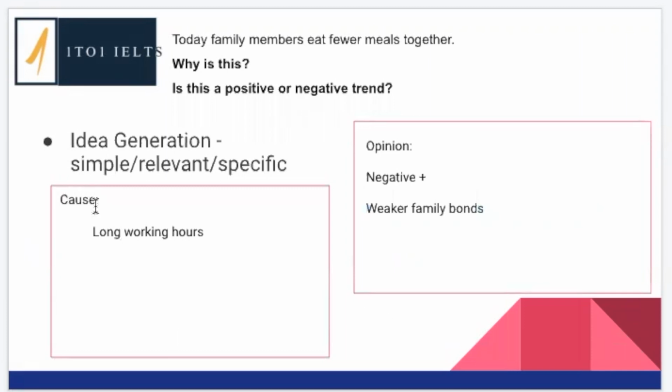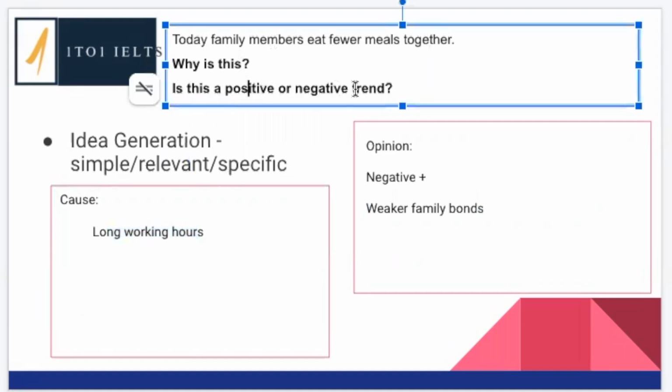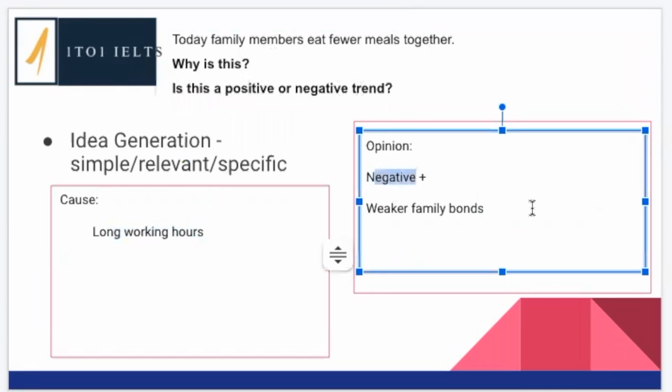The cause paragraph we looked at, we said one cause of family members eating fewer meals together is they're working long hours. And then we were asked, is it a positive or negative trend? So our opinion was it's negative. It's completely up to you. You can choose negative or positive. We said it's negative. The reason we gave was it makes family bonds weaker. So these were the ideas that we generated for this.